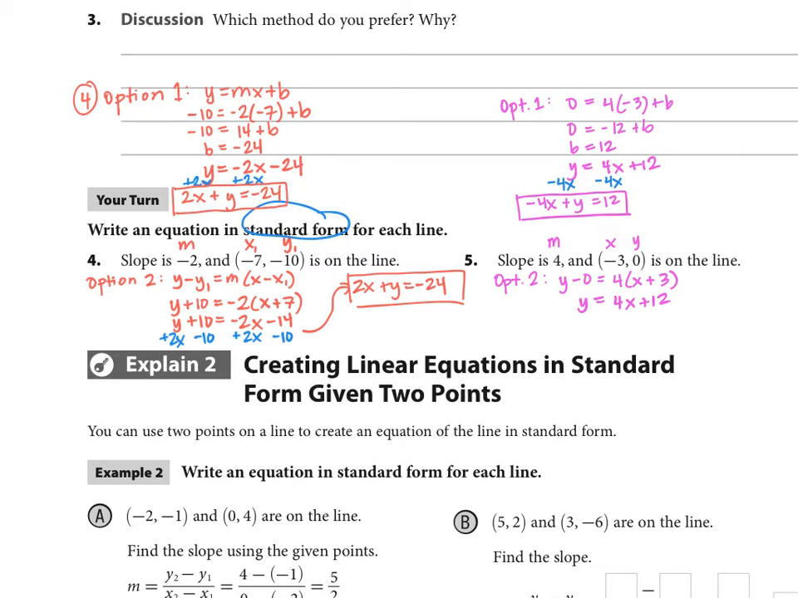So if I want to write this into standard form, I just have to subtract 4x on both sides, and I end up with the same thing that I have up top. Negative 4x plus y equals 12, and that's it. Okay, so these are examples when we're given the slope and the point, and 1 point, in fact. So our next example is, what if we have 2 points given to us?